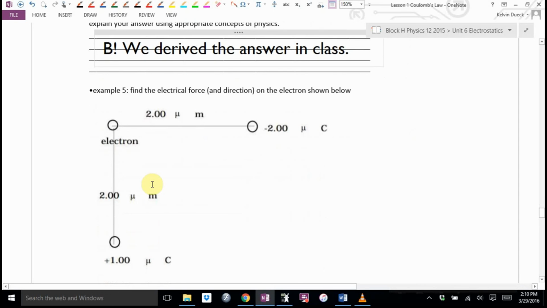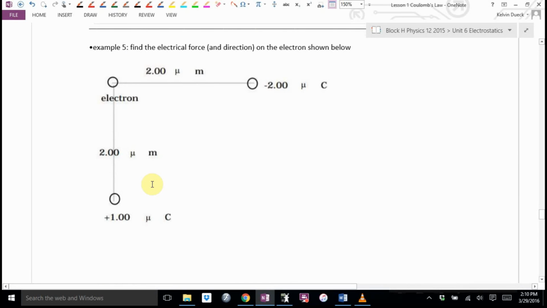Last one. It says find the electrical force, magnitude, and direction on the electron shown below. How many charges are there in this picture? Three. You know what? I don't have an equation for three. Once again, we're going to use the principle of superposition. We're going to do two charges at a time. I'll call this charge 1, charge 2, and charge 3.